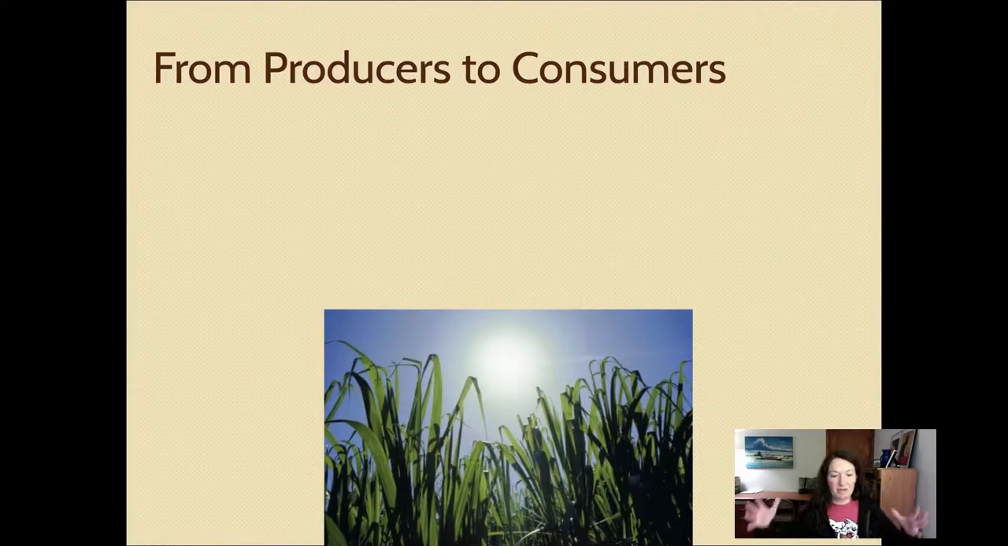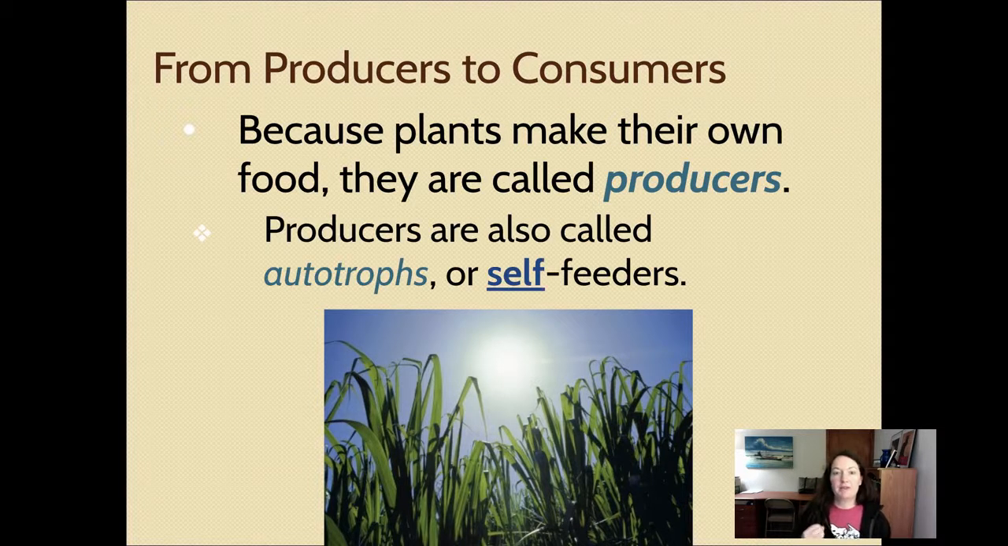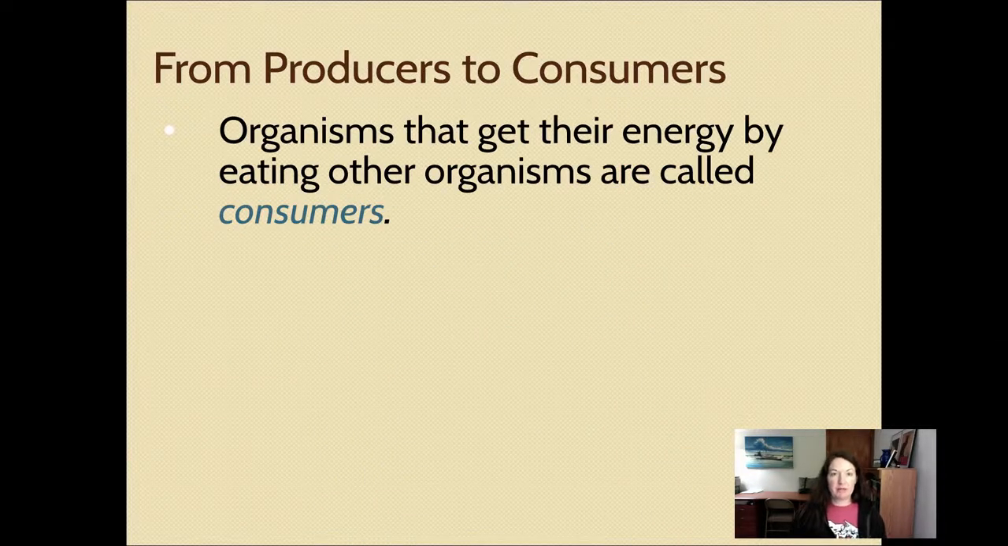All right, so we start with the plants or other producers gathering that sunlight, turning it into sugar, and then that energy can then be passed on to consumers or organisms that consume the plants or other organisms. So because plants make their own food, they're called producers. There's another word that you may have heard in biology class called autotrophs or self-feeders. So they're feeding themselves. They create that sugar, and then they can use that sugar to feed themselves. So you sometimes hear them called self-feeders.